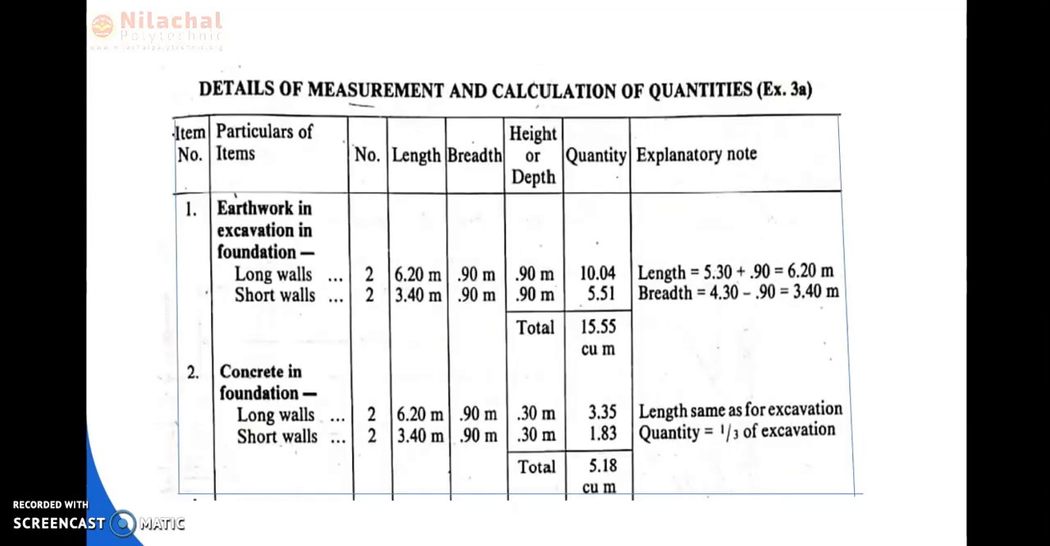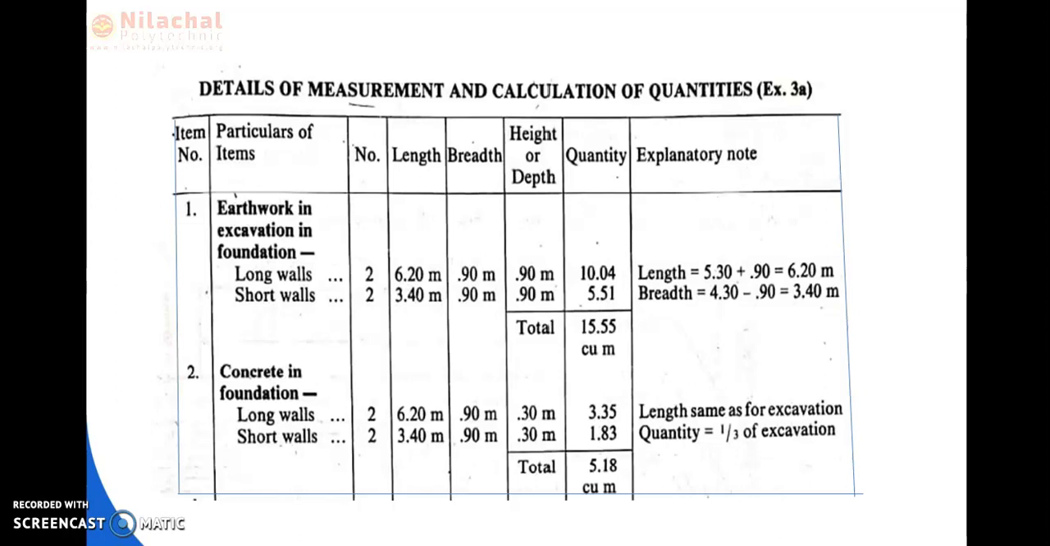It is a detailed measurement of calculation of quantities. Here we know it is the abstract which contains item number, particulars of item, numbers, length, breadth, height or depth, then quantity. After that, the explanatory, or we can write here the remarks. Okay. So first of all, item number 1. Before the construction, what is needed? To place the foundation, the earthwork in excavation is needed. So the first particular is earthwork in excavation in foundation.